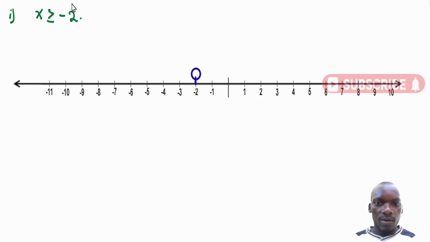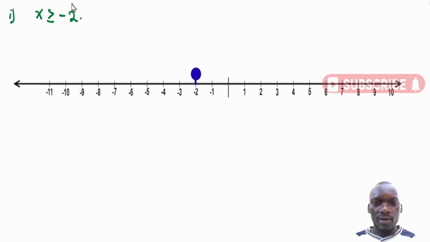But before that, we need to decide whether this is supposed to be shaded or unshaded. But according to this symbol, it is a greater than or equal symbol. It means that we are supposed to shade this circle fully. And what does it mean? It means that negative 2 is also inclusive among the integers we are to have.